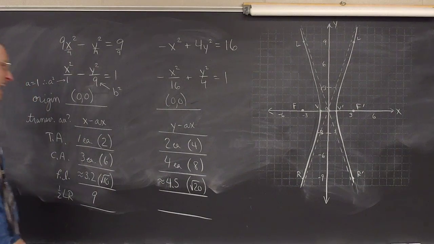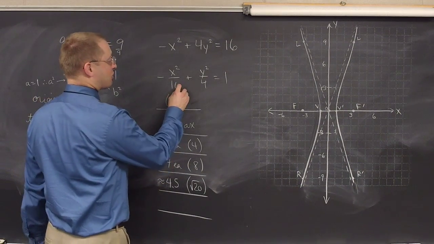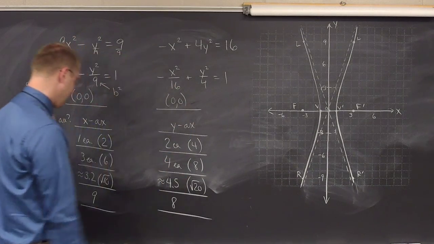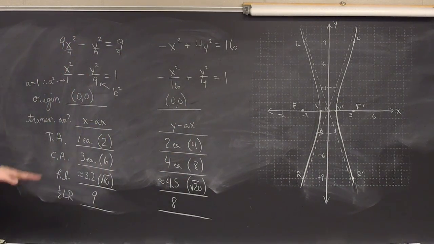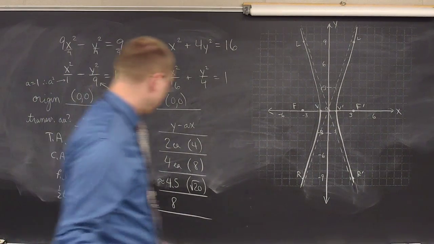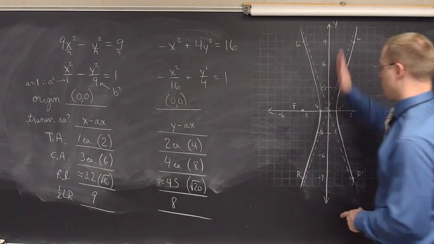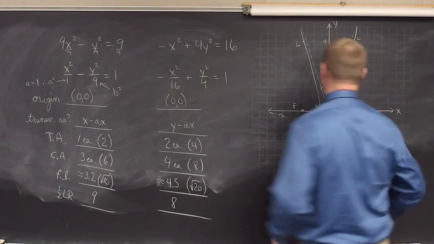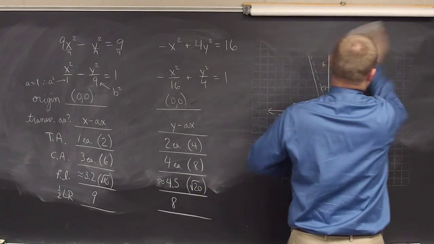All right, and then the half latus rectum. B squared, 16 over A, which is only 2, is 8. So not as bad as the last one, but pretty close. This time, though, the y-axis is transverse, which means our hyperbola is going to go side to side. So I need to make sure I have plenty of room side to side, not up and down.